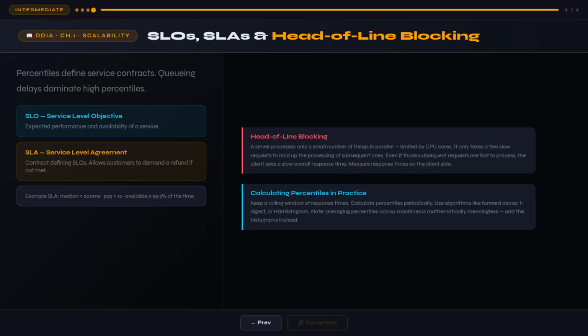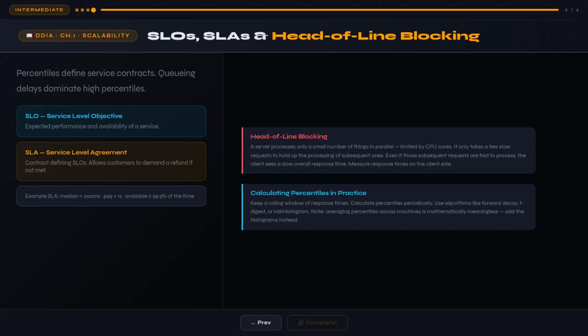There are two more important concepts the book covers. First, head-of-line blocking. A server can only process a small number of requests in parallel, limited by CPU cores. So requests queue up. If even a small number of slow requests get to the front of the queue, every request behind them has to wait, not because those later requests are slow to process, but because the slow ones are in the way. The client sees the total waiting time, including time in queue. This effect means that high percentile response times are strongly influenced by queuing, not just processing speed.